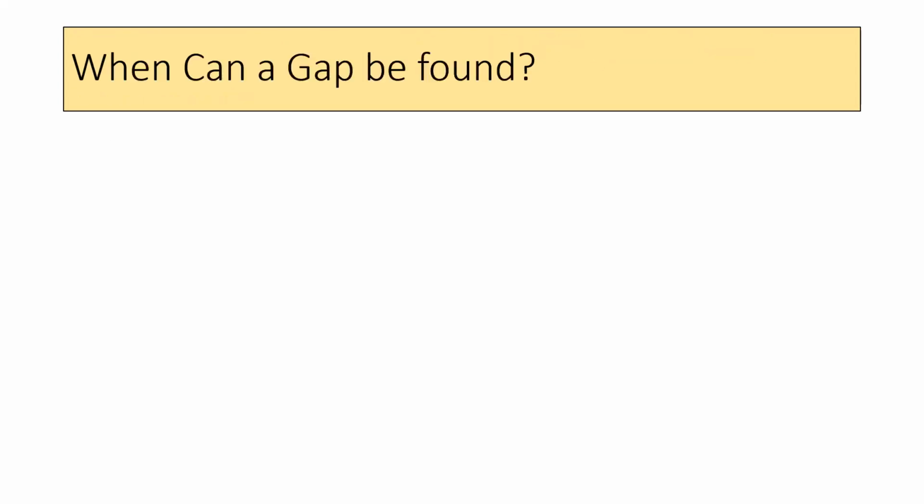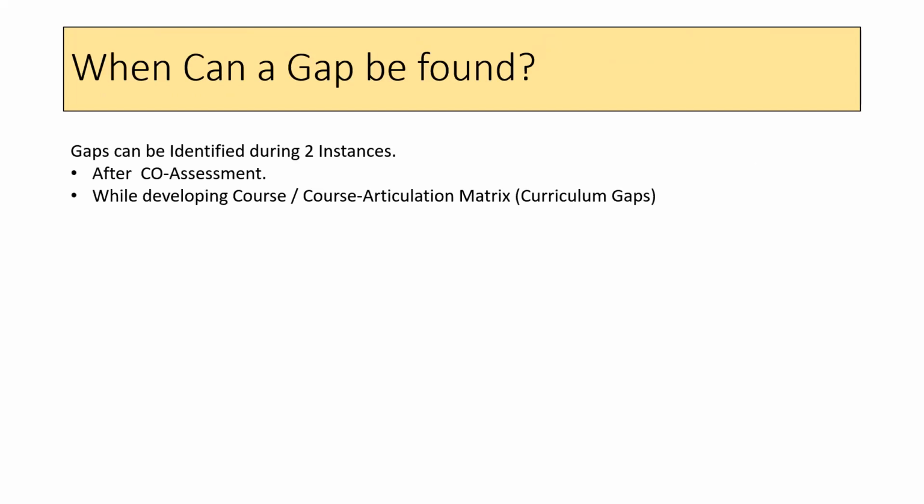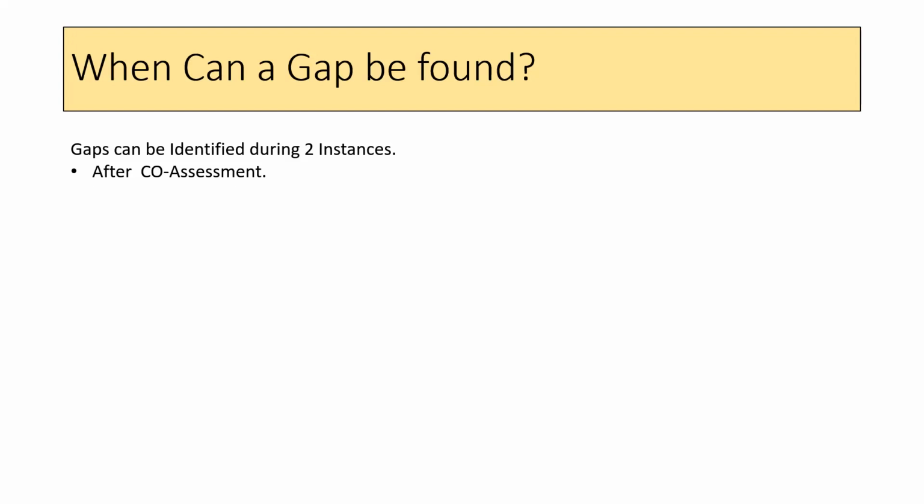So let us see how we can find the gap or when a gap can be found. A gap can be found at two different instances. Once after assessing the CO of a course, and second while you are framing the course articulation matrix or while you're framing the syllabus. Usually, while framing the syllabus or course, you can only identify curriculum gaps, and you cannot identify assessment or teaching learning gaps. Whereas in CO assessment, all three different types of gaps can be addressed. Let us see that with an example.